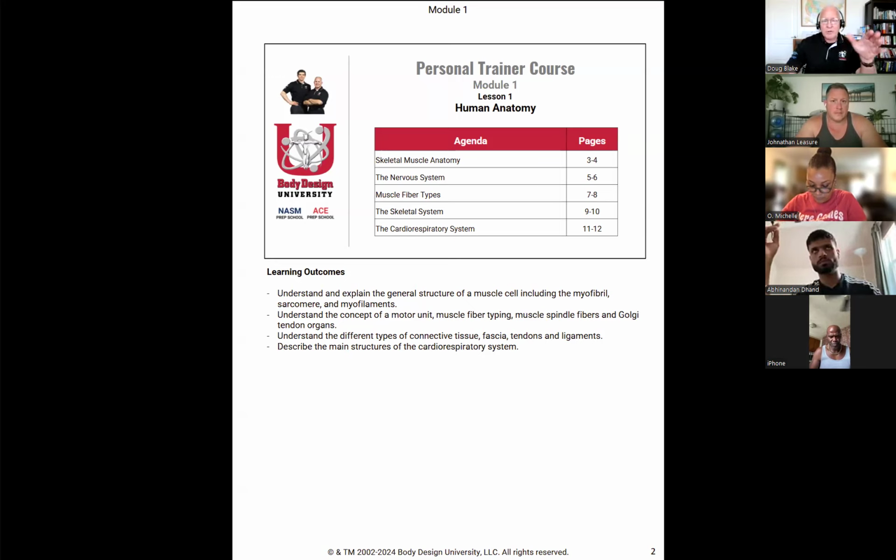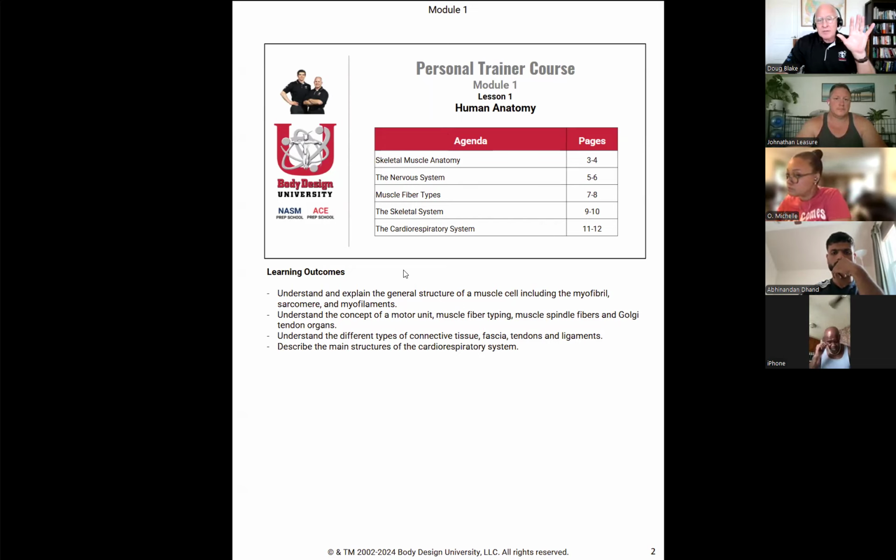So the first thing I want to do is start at the initial slide that we start with every one of our lessons. This is the agenda with the appropriate pages. So module 1, lesson 1, which is human anatomy, starts off with skeletal muscle anatomy. Then we talk about the nervous system, muscle fiber typing, the skeletal system, and then the cardiorespiratory system.